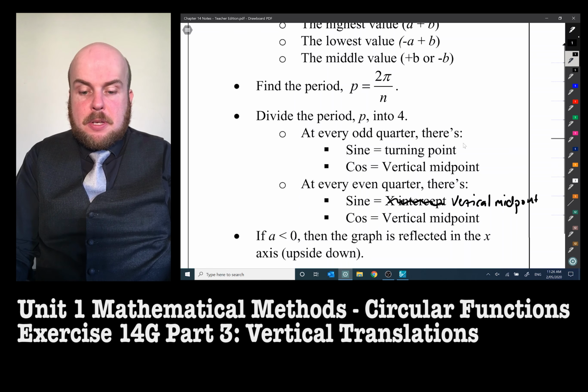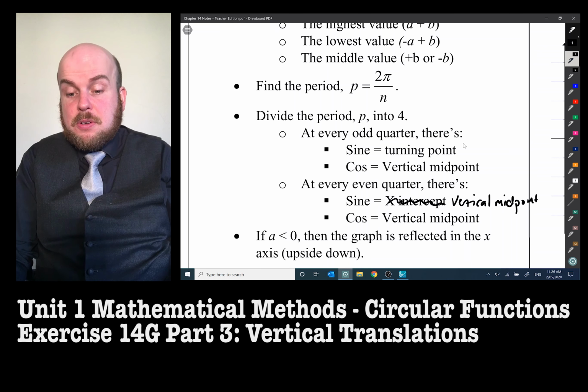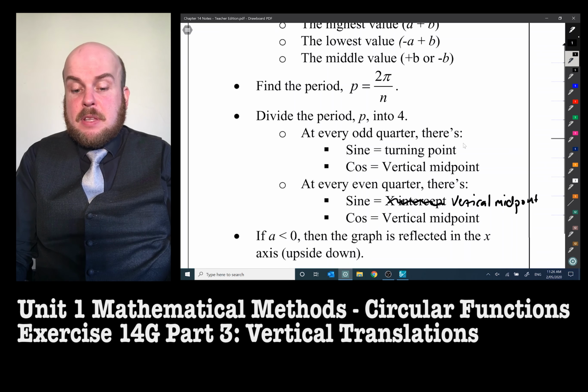Find the period as per usual. Divide the period P into 4, and at every odd quarter, sine will have a turning point, cos will have the vertical midpoint.